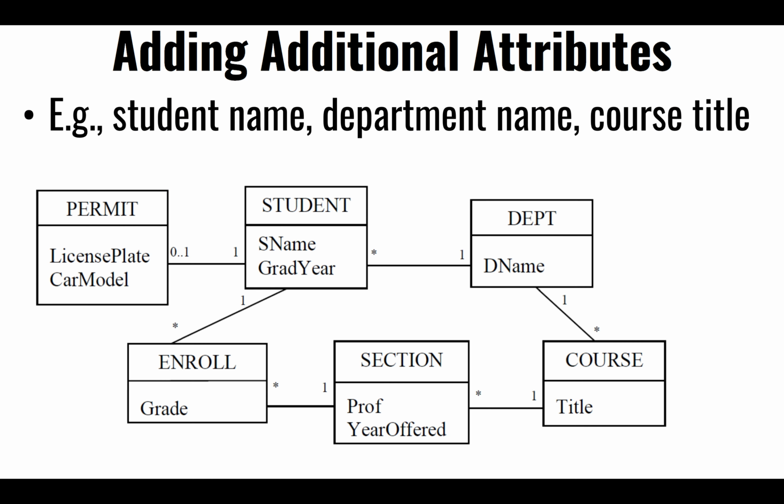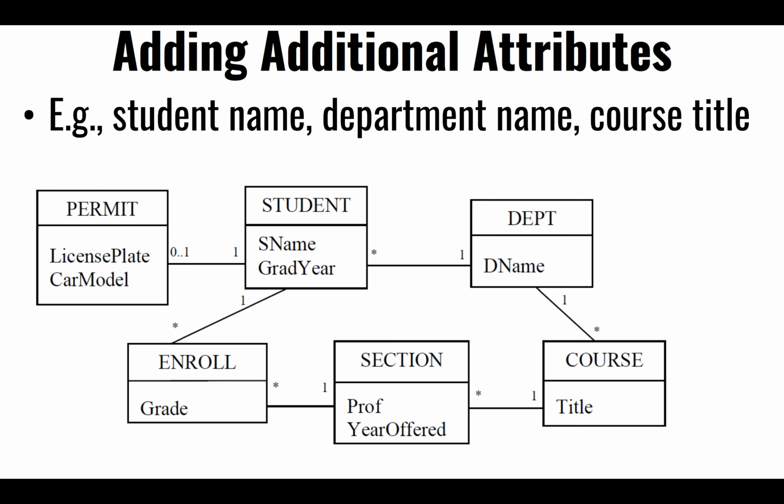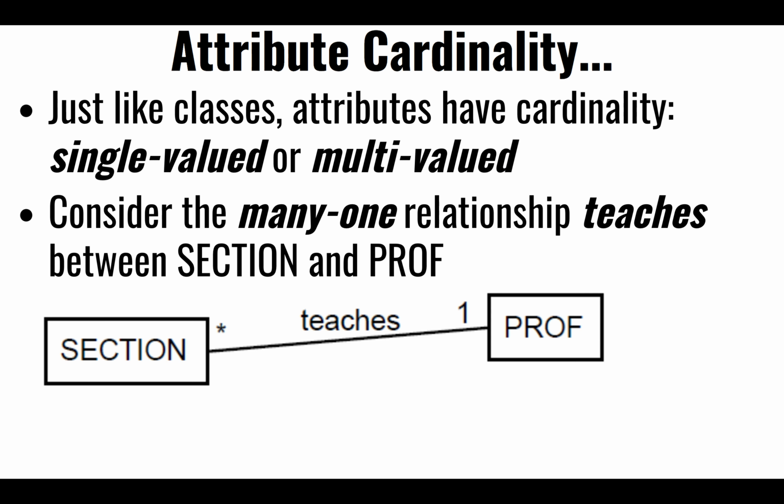So any additional attributes. So here's department name, the course title, the graduation year, the student name, whatnot, and also go back and add all the connections, all the associations, and the cardinalities. Revisit those cardinalities. Does it make sense? The one to many, the many to many.